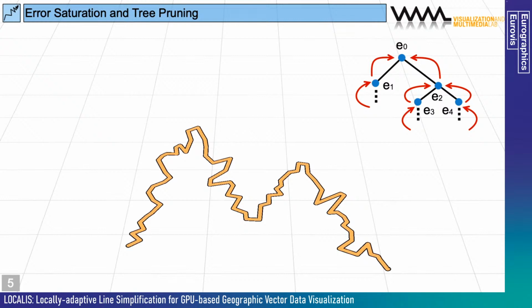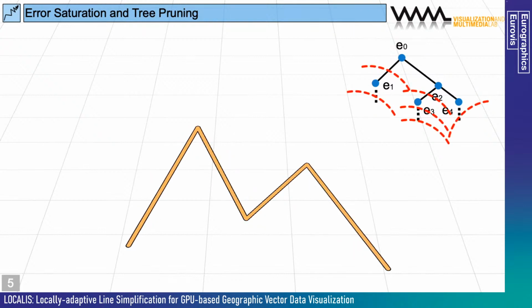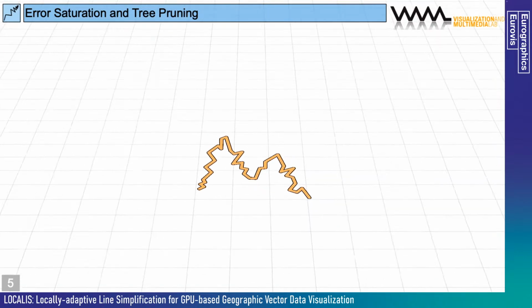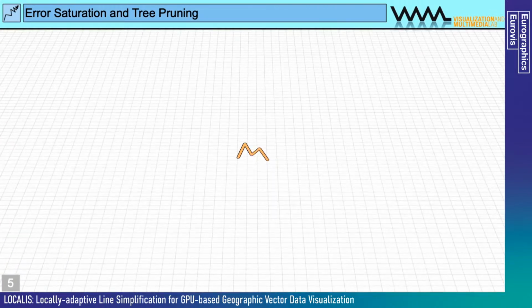After saturating the errors hierarchically, such that no node has a lower error than any of its descendants, we can simplify the line by pruning this tree while traversing it based on any given error threshold. Like in this example, the error threshold can be a function of distance to the camera.